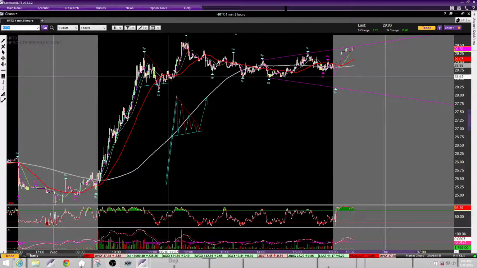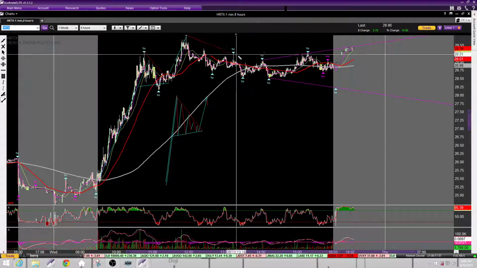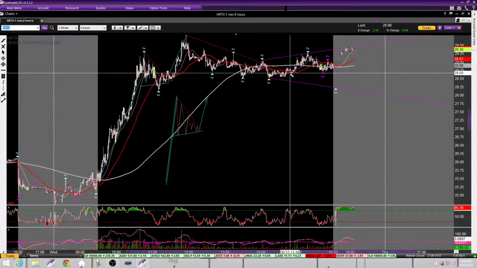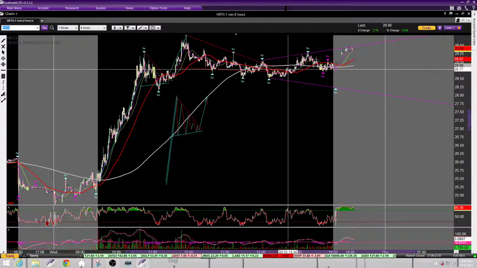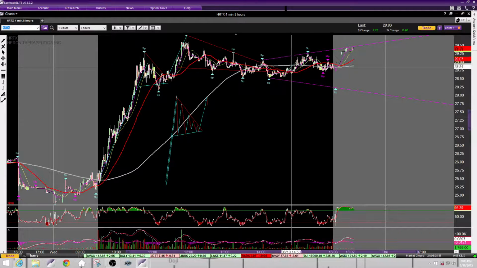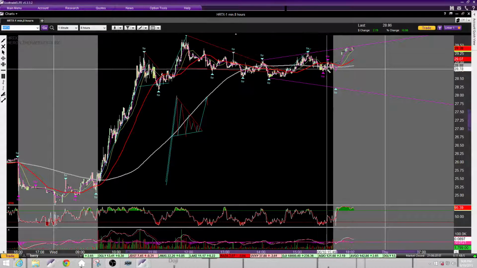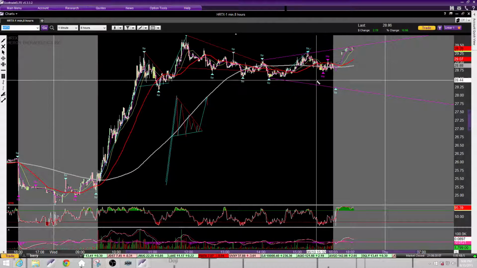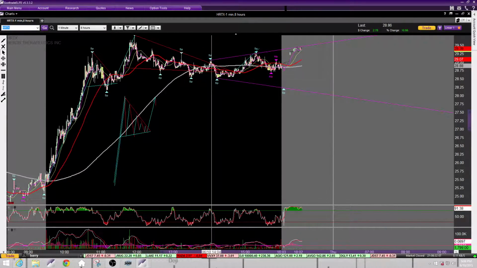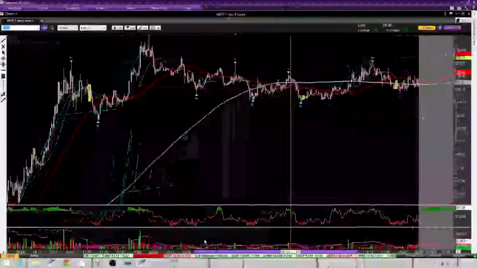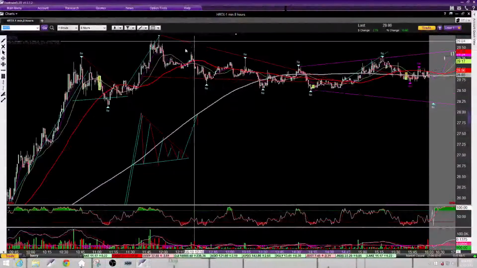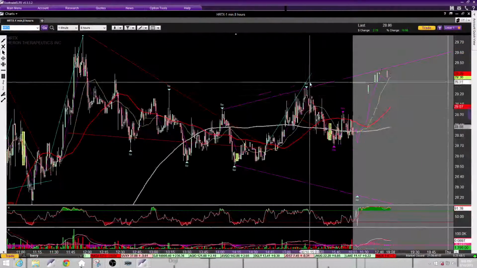So you'd have another flagpole here, and then you'd have a really long flag, but it's still a flag, and then you'd have another breakout here to the upside. Then you have another up, then another itty bitty flag here, and then another breakout right there. You can see all those flags. There's one, there's two, and there's another one right here.